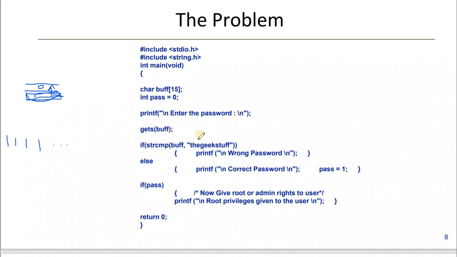until I reach number 16, or 256. Actually I'm not sure if it's 15 or 256. Okay, let's say 15. If I reach the number 16, it will overflow the one. It will overwrite it. This will become one. What happens if I do this? If pass equals one, it will give me root privileges, right? And this way we hack into this code.